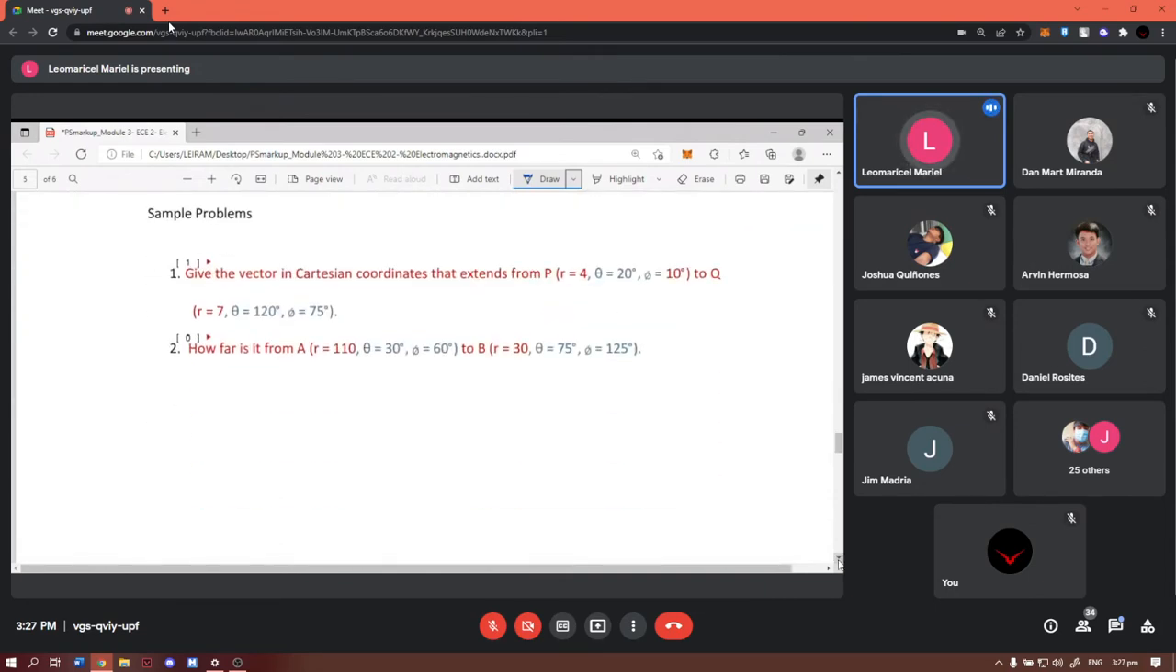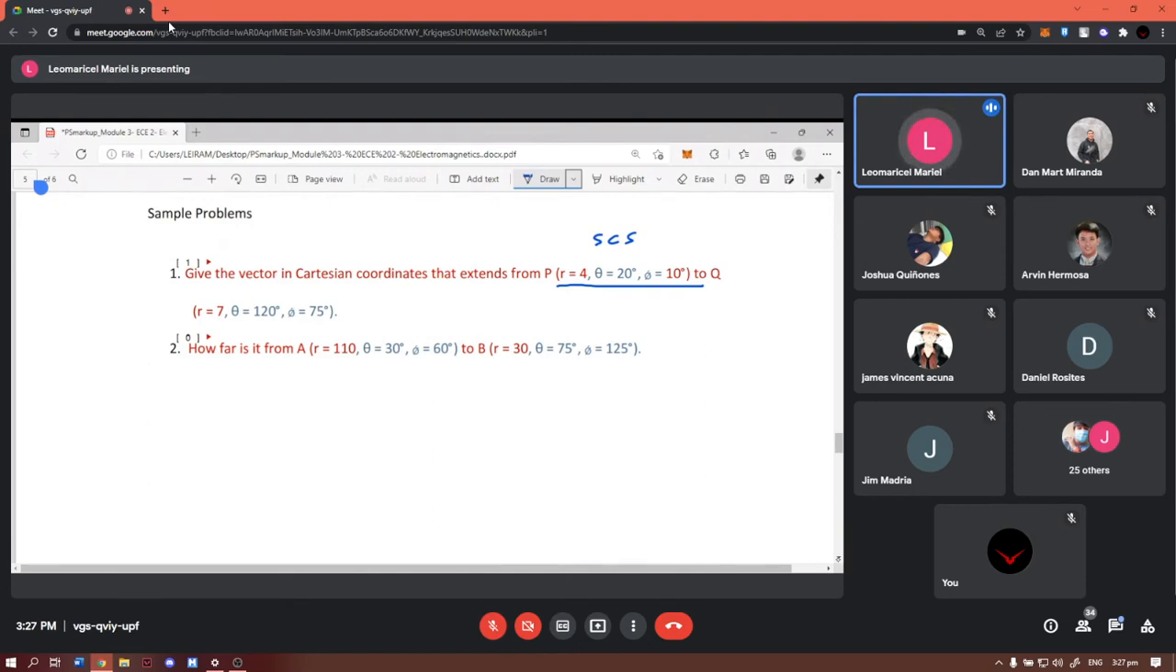So again, sa sample problem natin, kung mapapansin nyo, palaging ibinibigay ang spherical coordinate system papuntang Cartesian. Wala tayong Cartesian papuntang spherical. Why? Kasi hindi pa dinidiscuss sa inyo yung dot product. So once na natapos tayo sa dot product, that is the time we can answer problems involving Cartesian to cylindrical, Cartesian to spherical. Okay? So dito muna tayo for the time being.